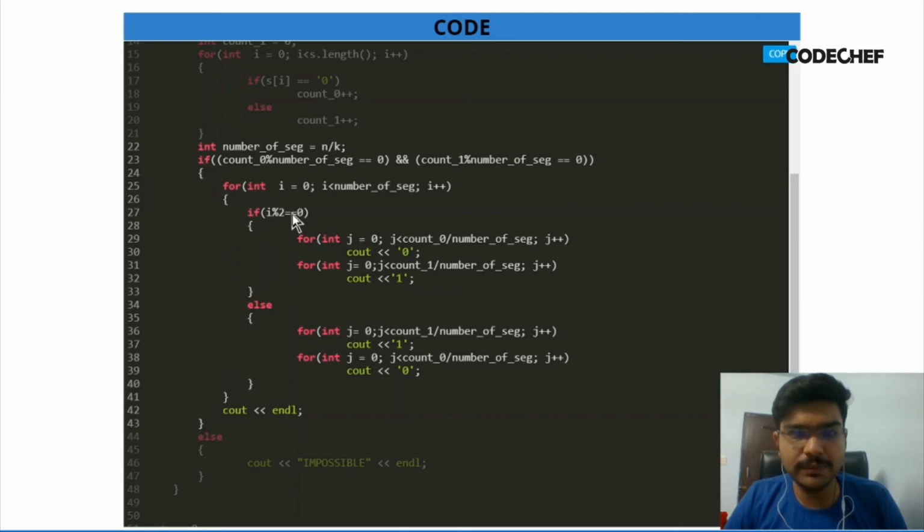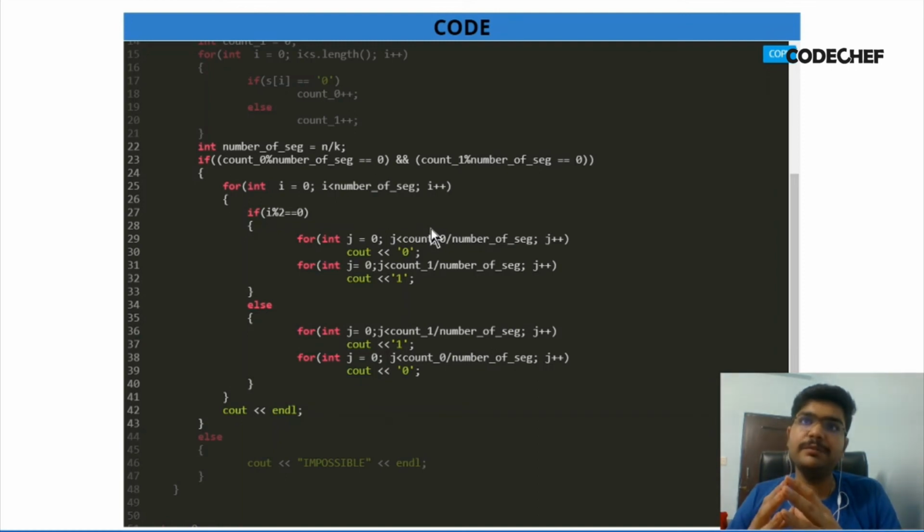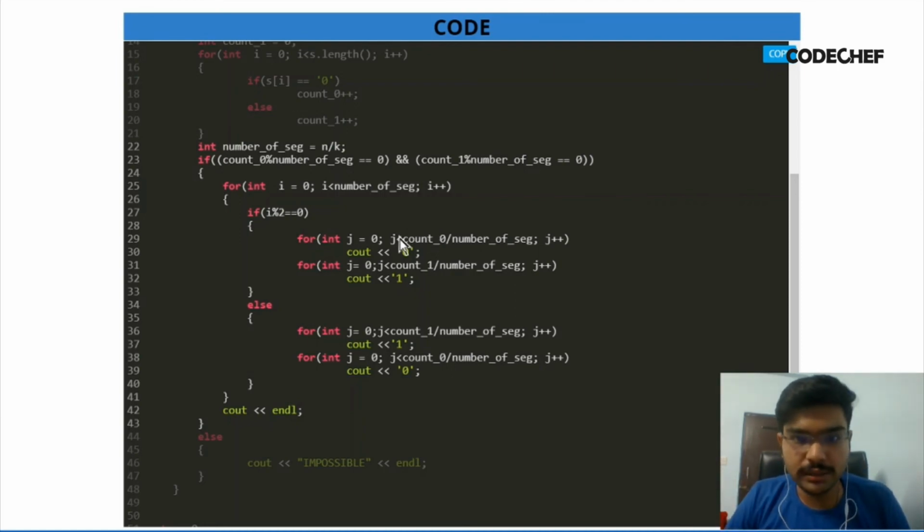If the value of i is even, then I am printing 0 first. What I am doing in this particular condition is calculating, for each particular segment, how many zeros I need to print. Suppose that we have 3 segments and we have 9 zeros. So how many zeros will I print in each segment? That is 9 divided by 3, that means 3 zeros in each segment. I will print 3 zeros. So that is what I am doing here, right? I am calculating how many zeros I need to print in this segment, and then I am printing these zeros.